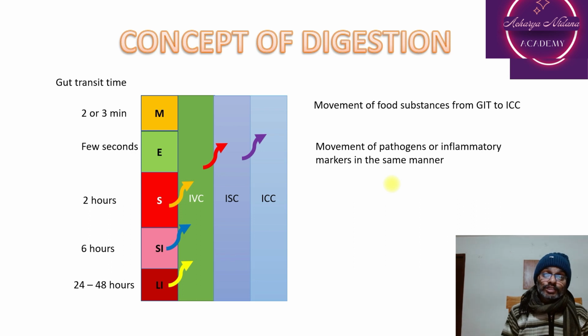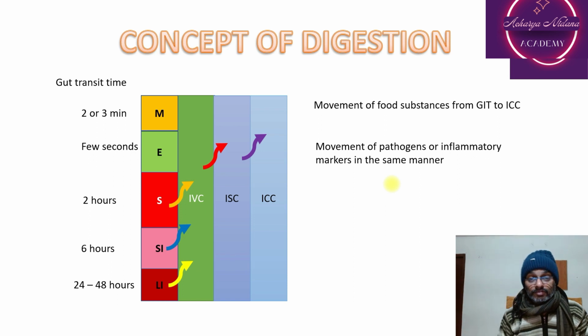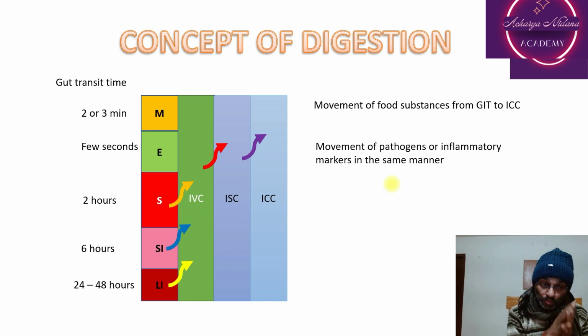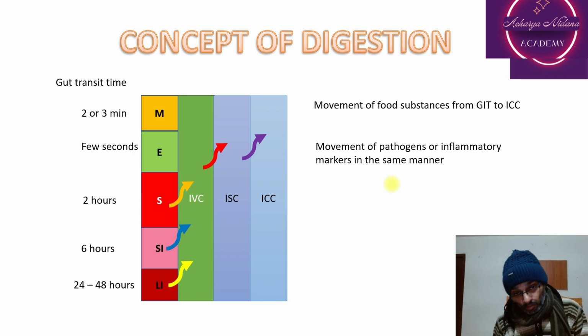It moves from the pharynx to the stomach within seconds, and in the stomach the food may remain for about 2 hours, whereas in the small intestine it may remain for 6 hours, and in the large intestine for 24 to 48 hours. This amount of time is necessary for the conversion of macromolecules into micromolecules.